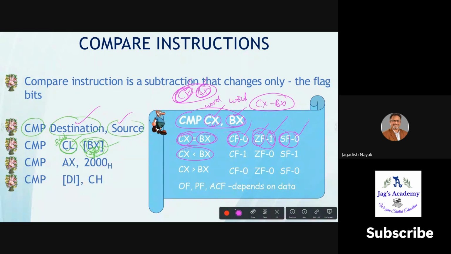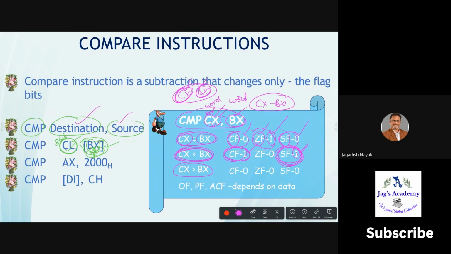Now, suppose this number CX is less than BX. You are subtracting a big number from a small number, so definitely a borrow is generated. Borrow and carry are the same here. That means if CX is less than BX, the carry flag will be 1. The sign flag will also be 1, because the result is negative. You're subtracting a big number from a small number, so the result will definitely be negative. That's why the sign flag and carry flag become 1 when CX content is less than BX.